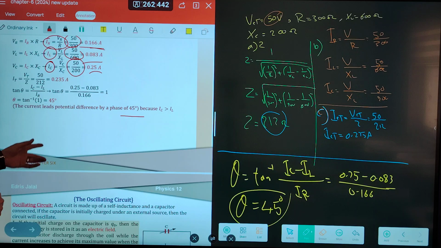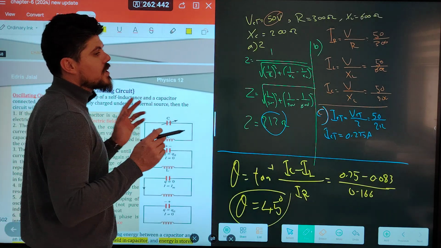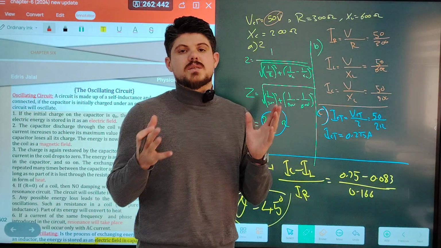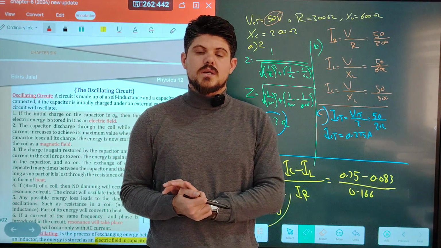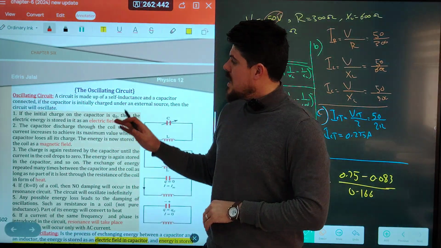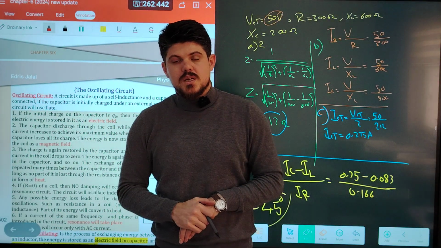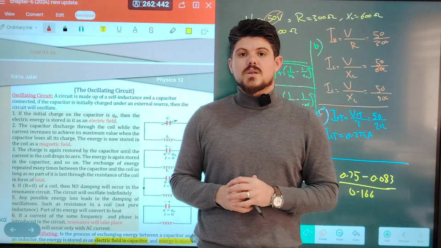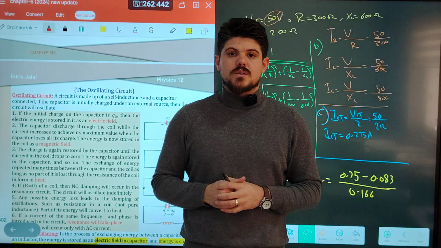Okay, so that's all for the RLC series connection and RLC parallel connection in an AC circuit. Inshallah, in the next lesson, we will study the oscillation circuit and electrical resonance.